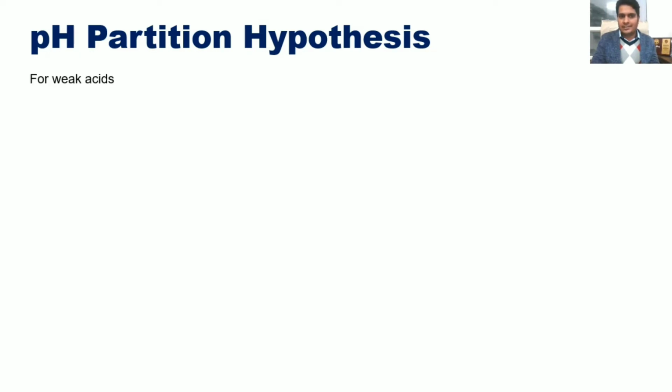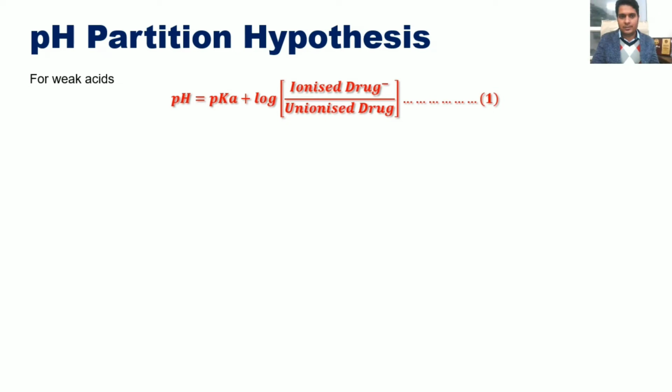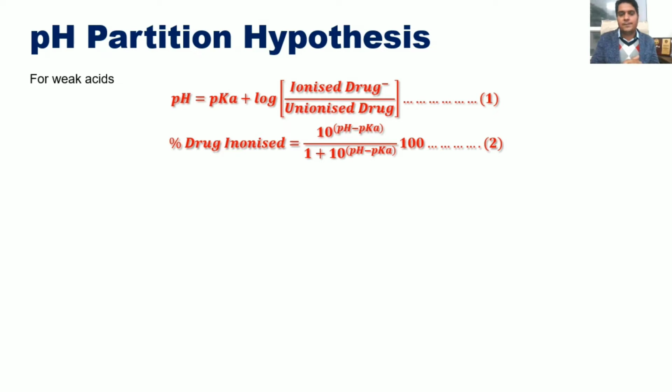For a weak acid, the Henderson-Hasselbalch equation is pH equals pK plus log of ionized drug upon unionized drug. The percent of drug ionization is determined by the equation: 10 to the power pH minus pK, upon 1 plus 10 to the power pH minus pK, times 100.